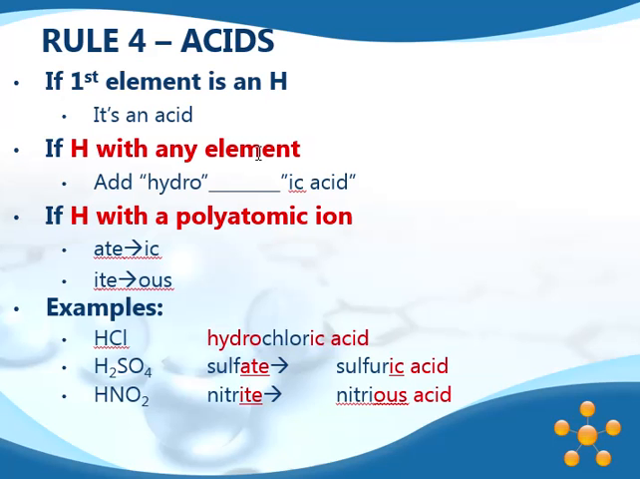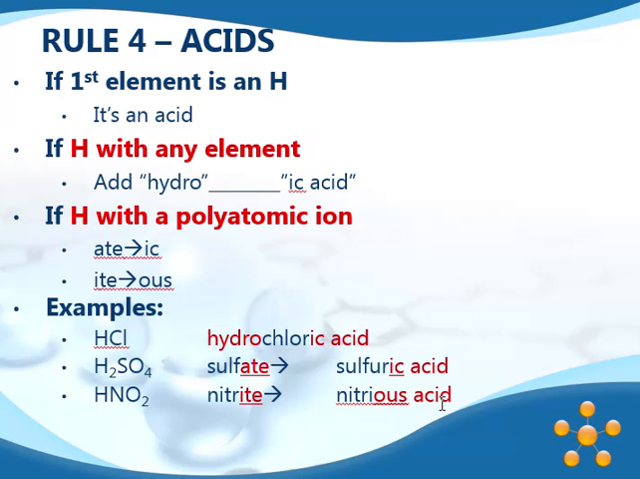All right, if it's with a polyatomic ion, this is where polyatomics come into play a lot of times. If it's hydrogen with a polyatomic ion, and that polyatomic ends with the letters ATE, you're going to replace it with an ic. If that polyatomic ion ends with ITE, you replace the ending with an OUS. So for example, H2SO4. SO4 is sulfate, right? So sulfate becomes sulfuric acid. HNO2. NO2 is nitrite. So nitrite, you replace it with OUS.